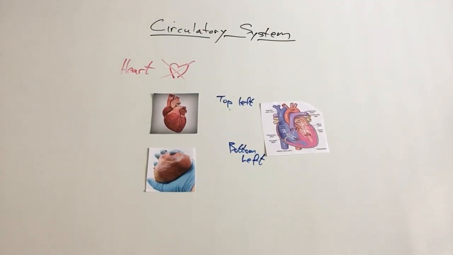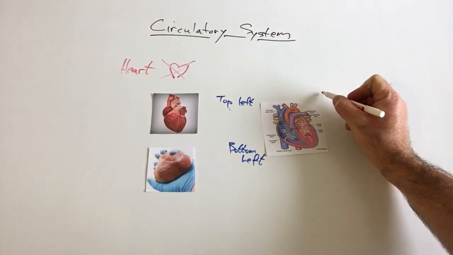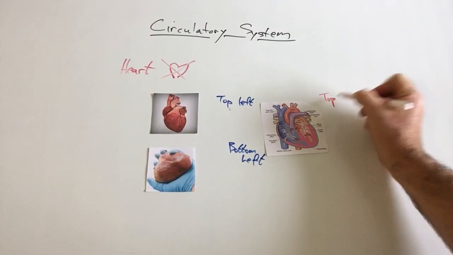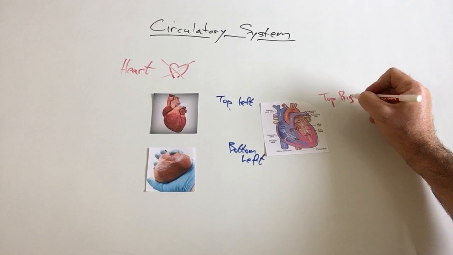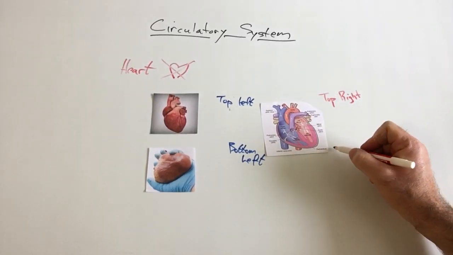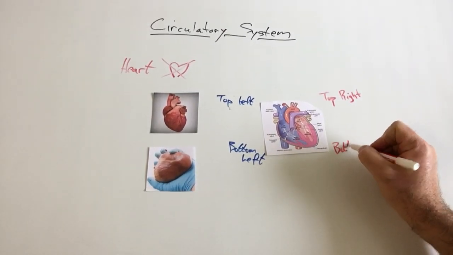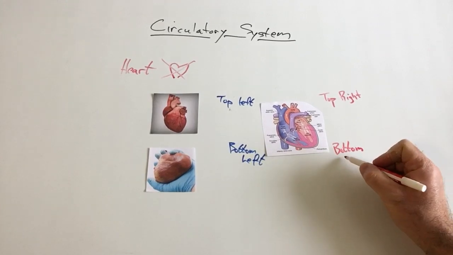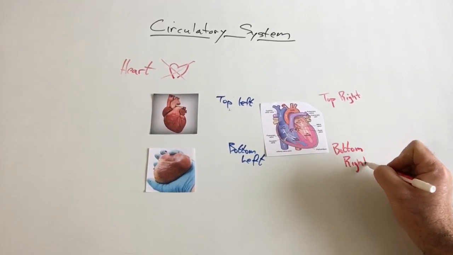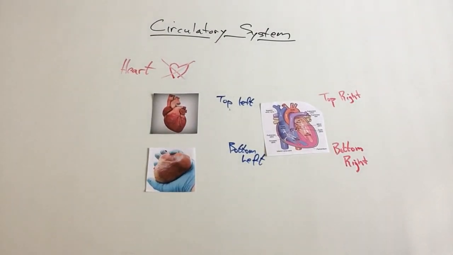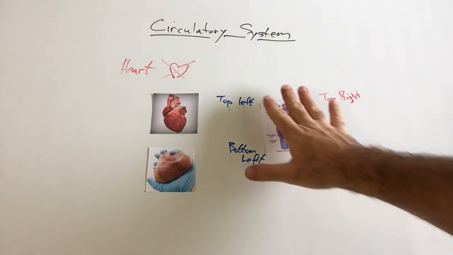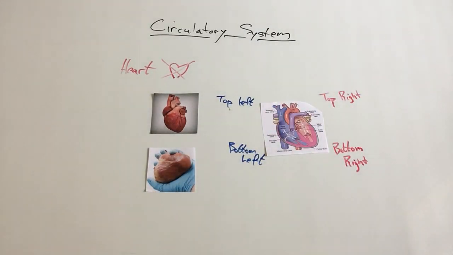And then on the other side, I know you're going to be shocked by this, there's a top right and a bottom right. Now, when I say top right and bottom right, I'm talking about in this diagram. This is actually flipped. So the right part of your heart is listed left here, but I don't know a better way to do this.